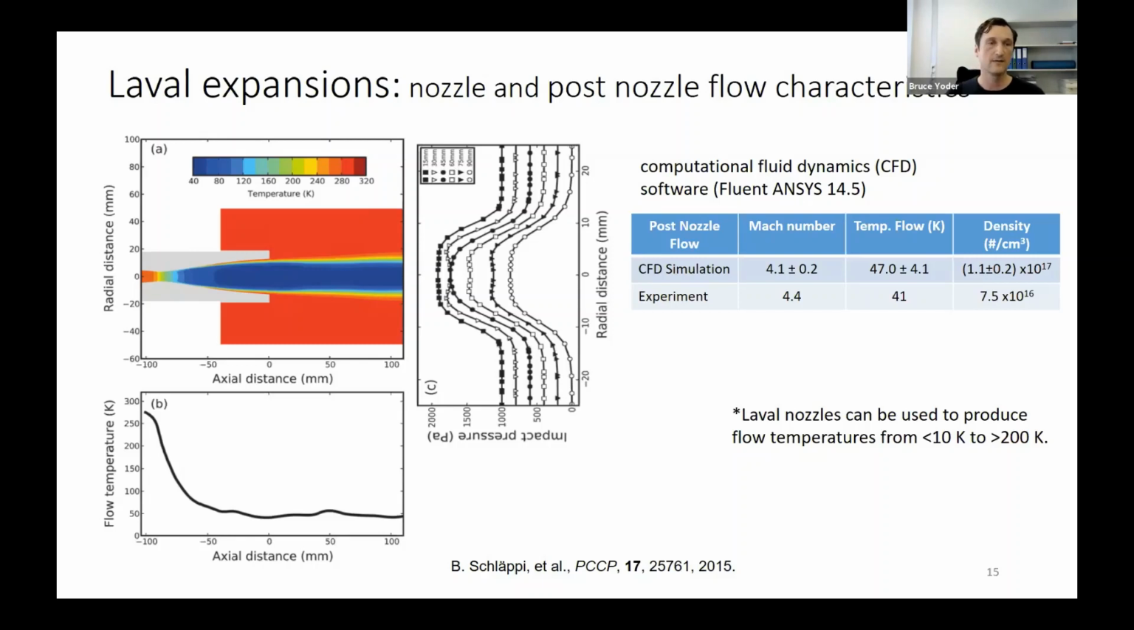The y-axis gives a radial direction, with 0 being the center line of the nozzle. The x-axis is the axial distance, with 0 at the nozzle exit. A uniform post-nozzle flow is maintained over several centimeters, as shown here, or here.